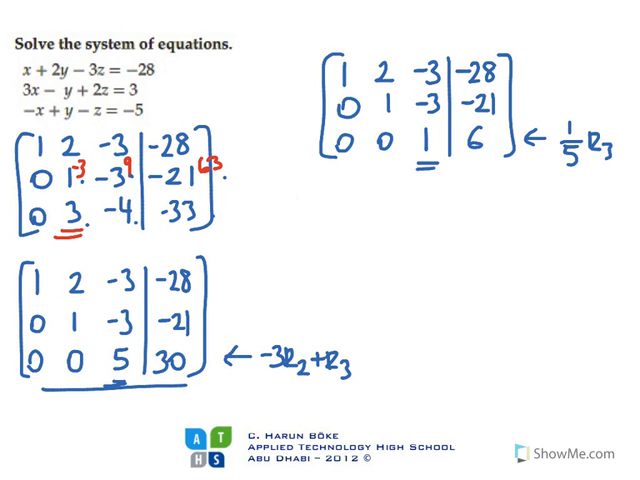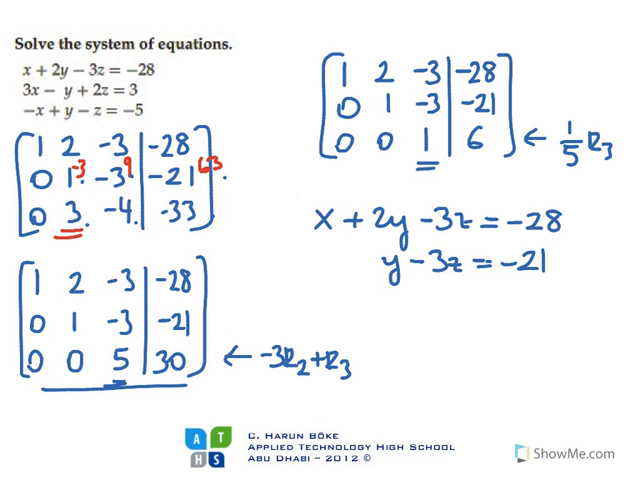So I have my row echelon form. As you see, I have my triangular form here. Now I'm going to write the equations from this matrix again. According to the coefficients, it will be x plus 2y minus 3z equals -28. Then the second one will be y minus 3z equals -21, and the third one, z is equal to 6.